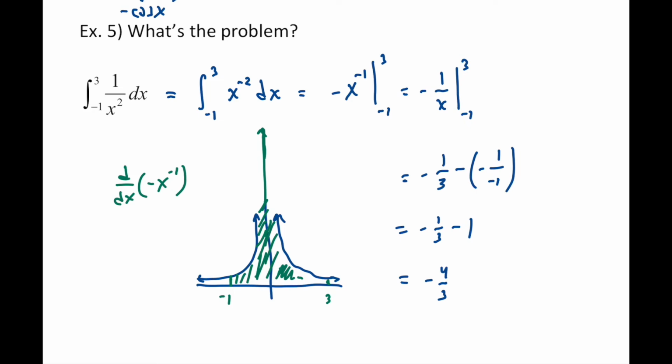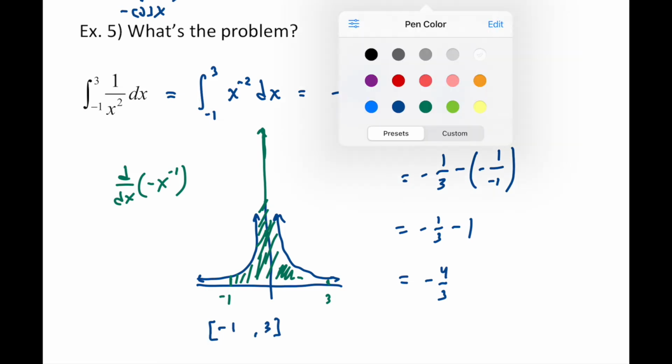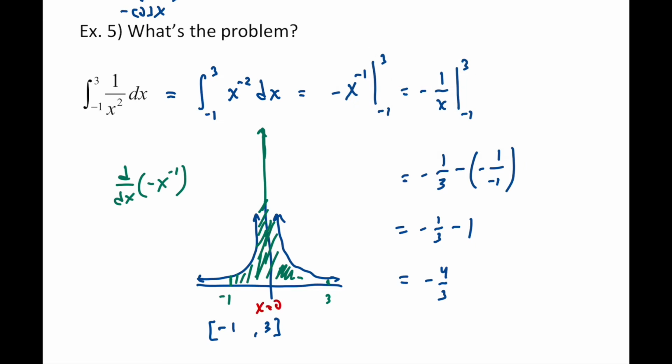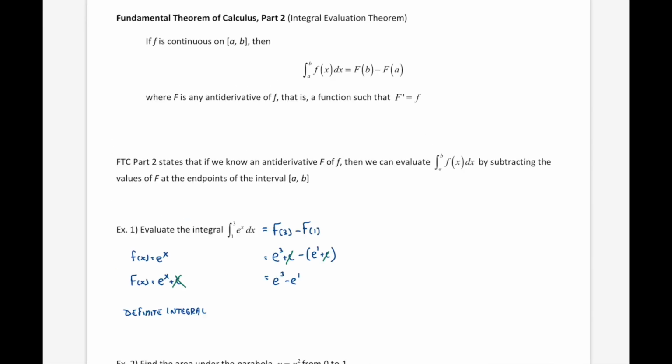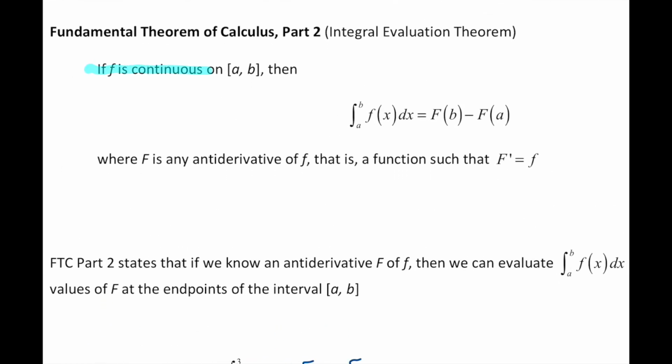And here's the problem, is that our bounds, negative 1 to 3, our function is not continuous over that interval, over that closed interval. So from negative 1 to 3, our function is not continuous because of x equals 0. So this brings us back, if we go right back to the start, our function must be continuous on that closed interval. In this case, we were not.